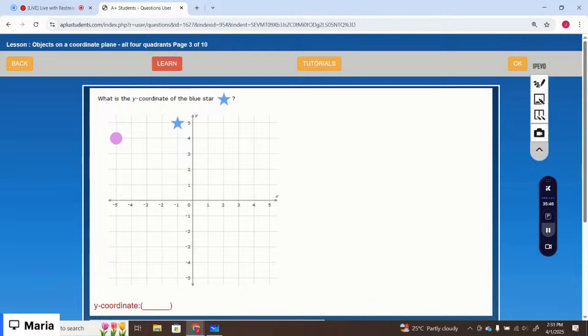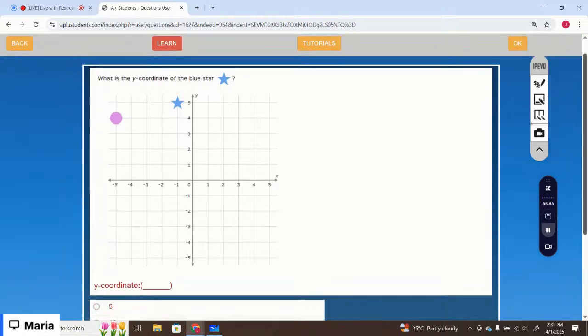What is the y coordinate of the blue star? Here is the blue star. So the y coordinate of the blue star is 5. Option number 1 is the correct option. That is 5.